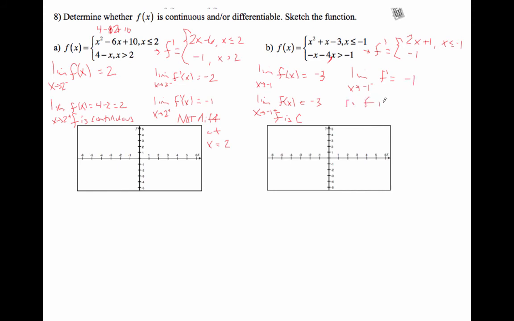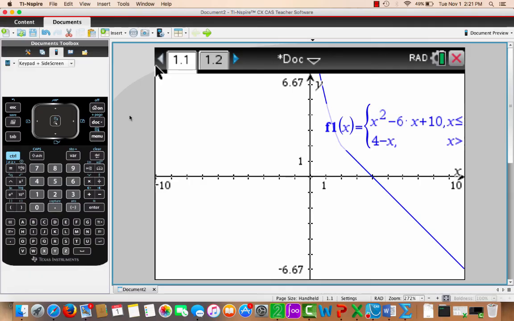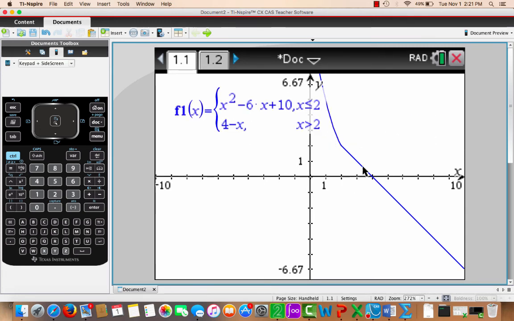So f is differentiable at x equals negative 1. Okay, and I can show you on the graph why a is not differentiable and b is. So now if I put up my graph of these two functions, this is the first function, 8a, and we established that this is continuous, but it's not differentiable.